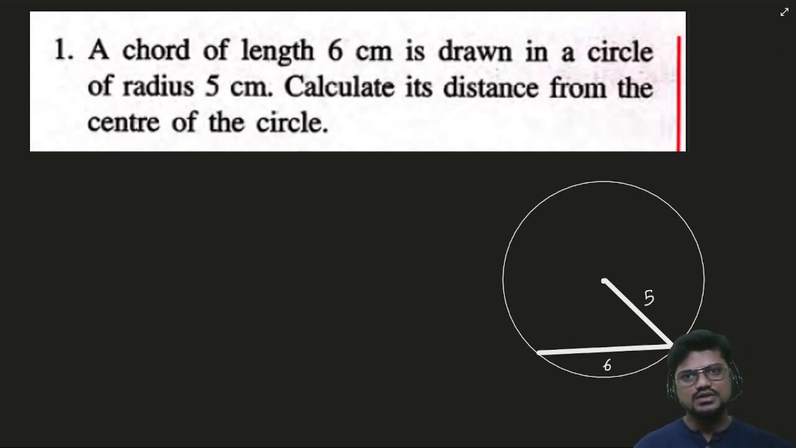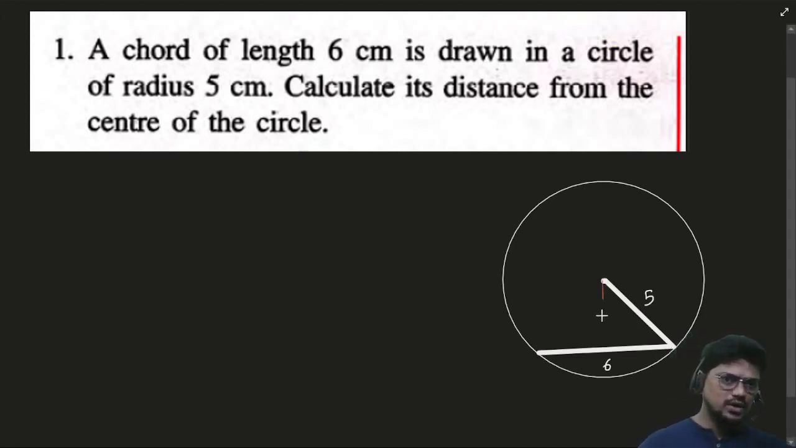If you want to find the distance of this chord from the center, you have to draw a perpendicular line on it. That will be the distance. This will be a right angle, and since the chord is 6, the perpendicular bisects the chord, so this value will be 3. If this is 3 and this is 5, by Pythagoras theorem you will get 4. Therefore, the distance of the chord from the center is 4 centimeters. Got it? You can just show the normal working in it. Clear, everyone?